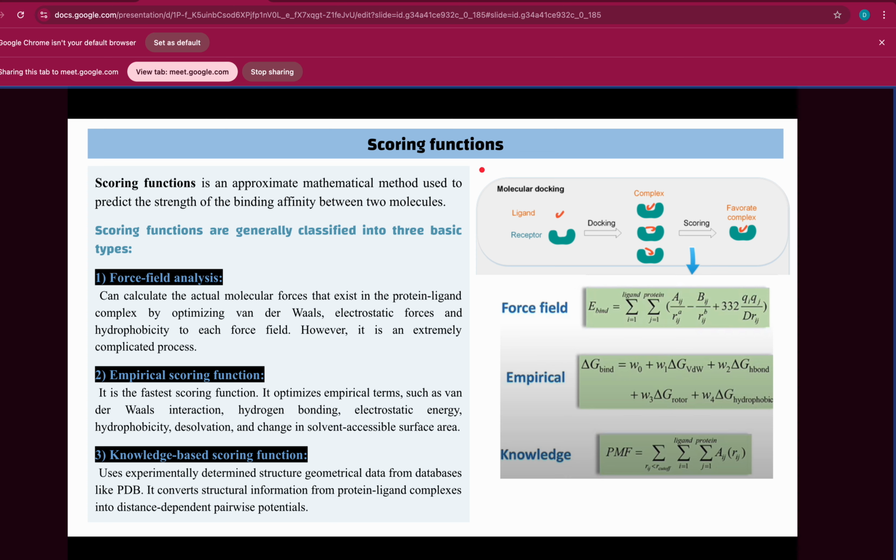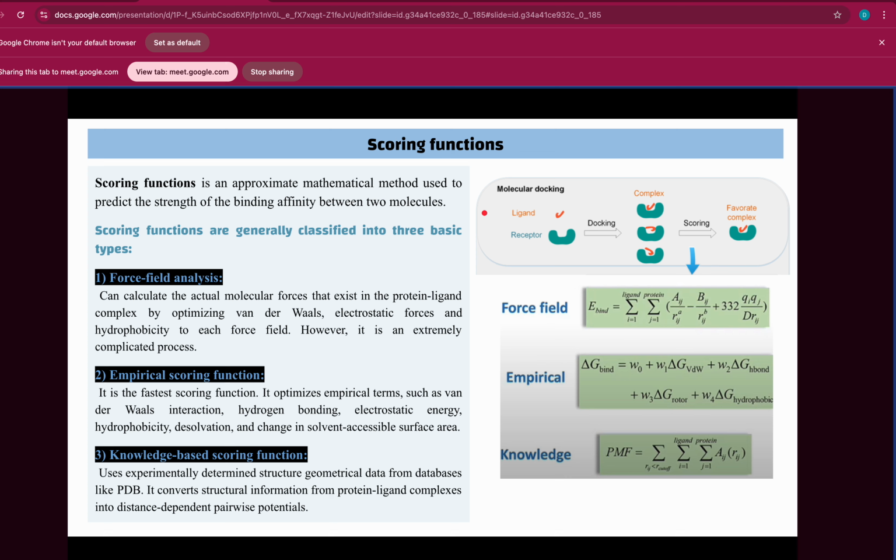Then comes scoring functions. We have seen that whenever we are doing structure-based drug discovery, in which we know the structure of the target protein, then we are doing molecular docking studies. In that case, we use different scoring functions to calculate the binding affinities and overall energy of my protein and protein ligand complex. So it involves scoring functions, which are an approximate mathematical method used to predict the strength of binding affinity between two molecules.